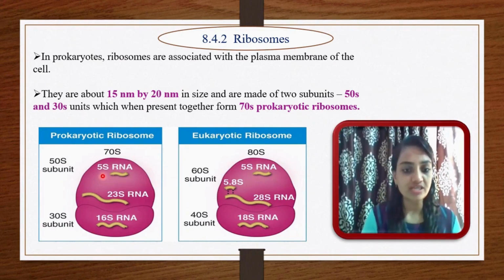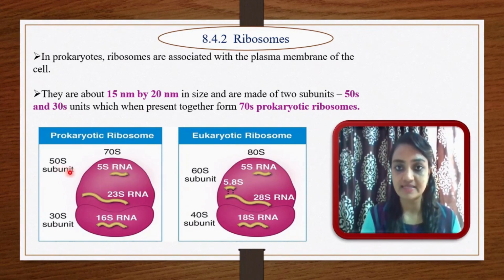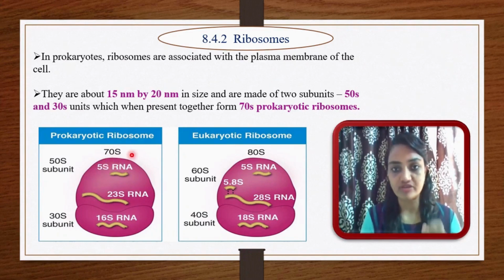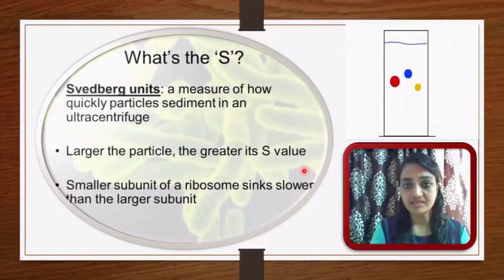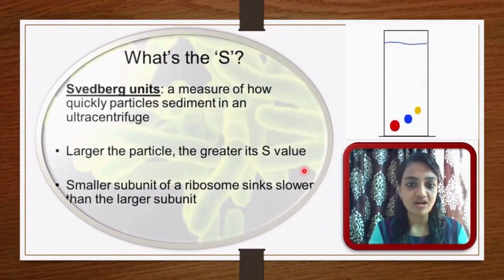So here you can see a larger fragment of the prokaryotic ribosome is 50 Svedberg units, whereas the smaller one is 30 Svedberg units, and if they combine together, they will form a 70 Svedberg unit ribosome. Then in the case of a eukaryote, the larger one has a 60S subunit, whereas the smaller one has a 40S subunit, and if they combine together, they will form an 80S subunit.